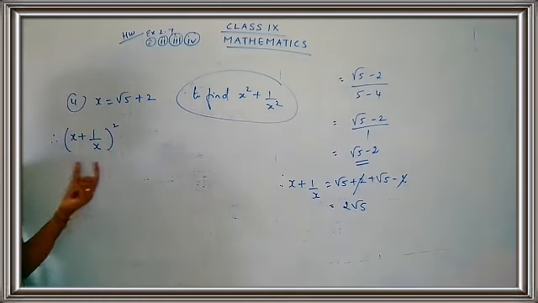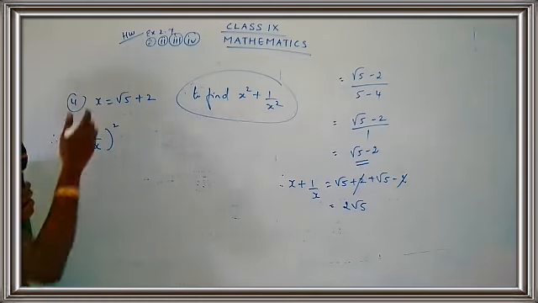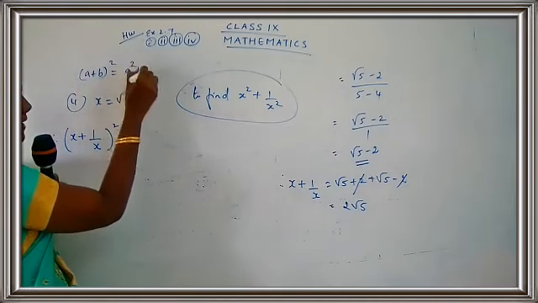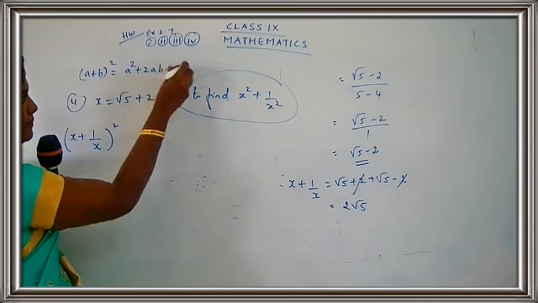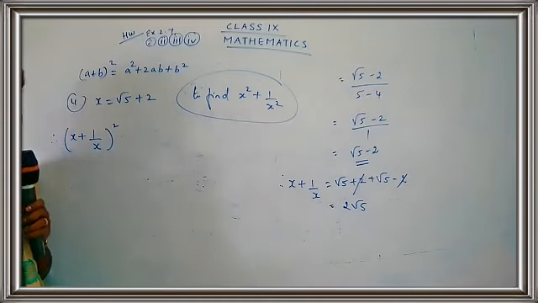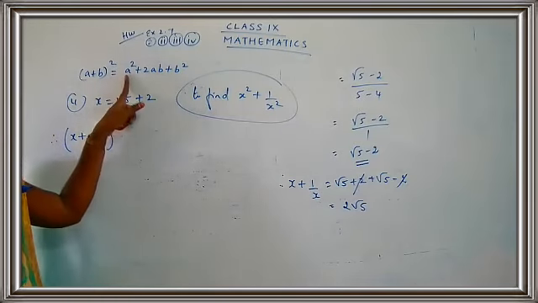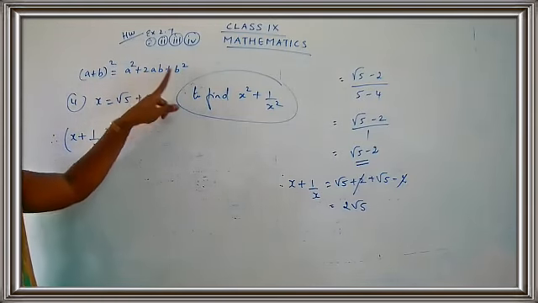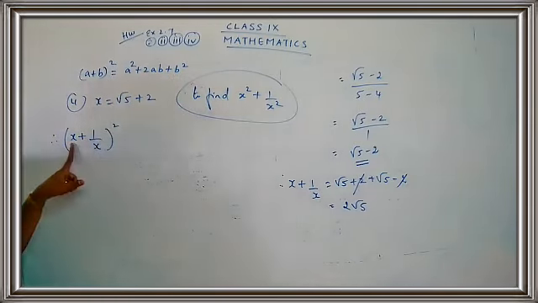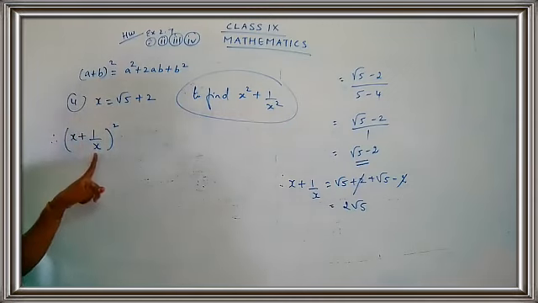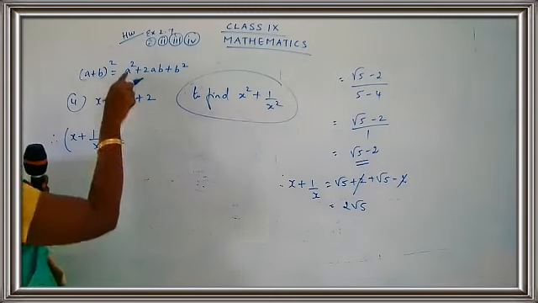1 by x. What is the formula for a plus b the whole square? a plus b the whole square is a square plus 2ab plus b square. You have to remember this identity, children. What is the formula for a plus b the whole square? a square plus 2ab plus b square. So what is our a? a is x. What is b? It's 1 by x. So let's write down here a square.